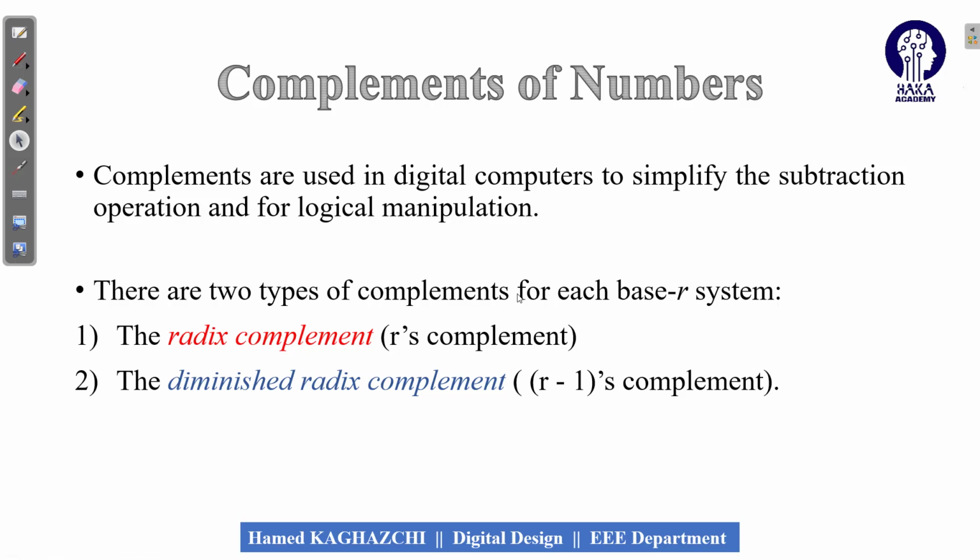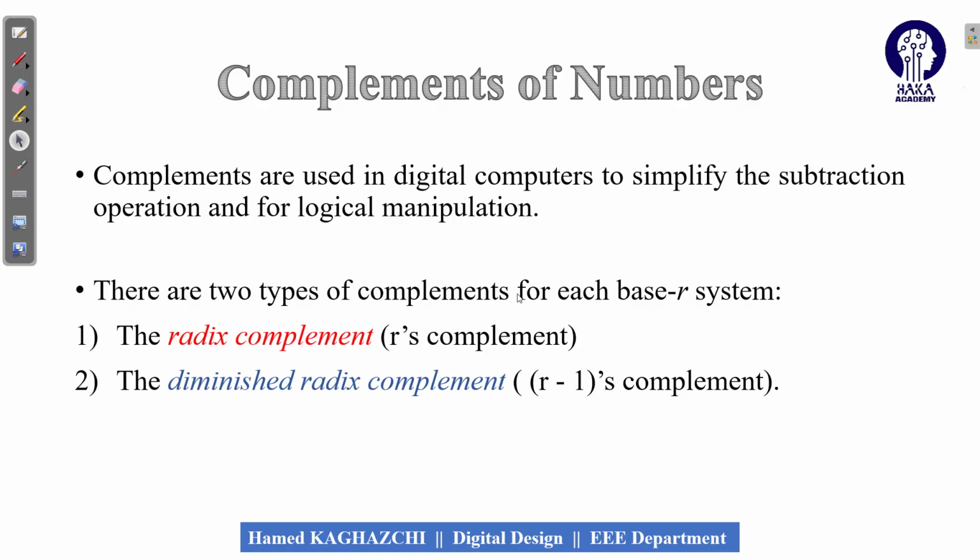For finding the negative of a number, we have to use the complement of the number. It means that if we can find the complement of a number in binary systems, we can find the negative of this number. Generally, we have two different types of complement for each R-based system.